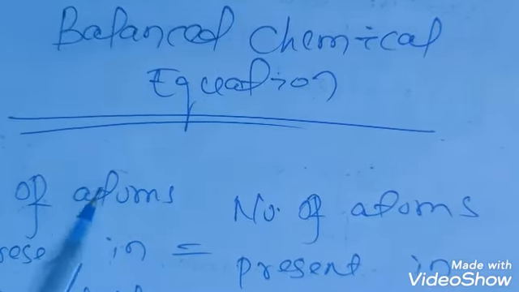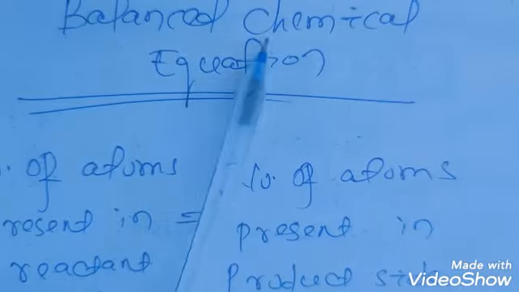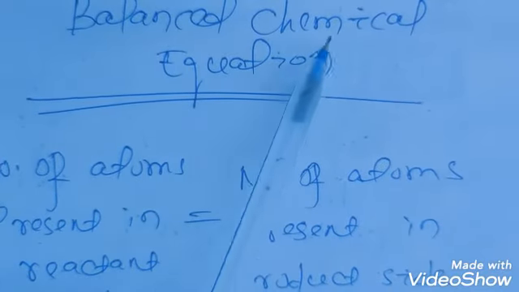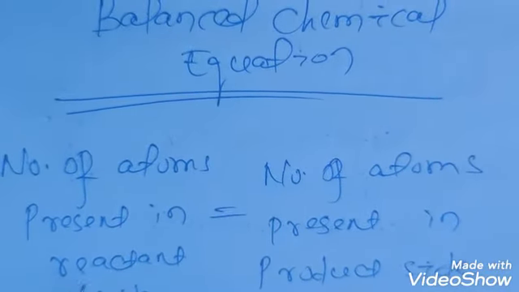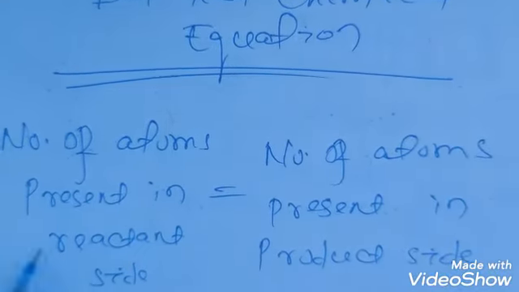Now I will tell about the balanced chemical equation. What is a balanced chemical equation? It is defined as a chemical equation where the number of atoms present in the reactant side is equal to the number of atoms present in the product side. It is called a balanced chemical equation.